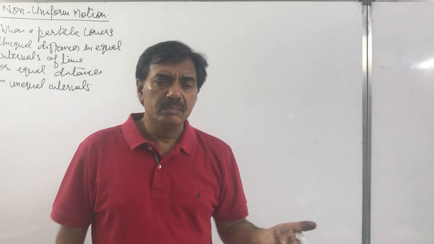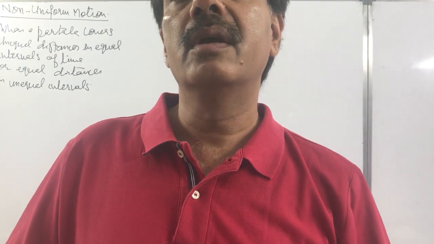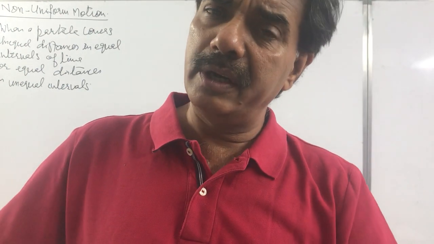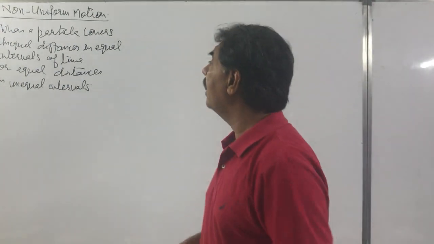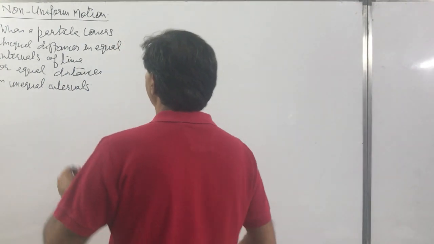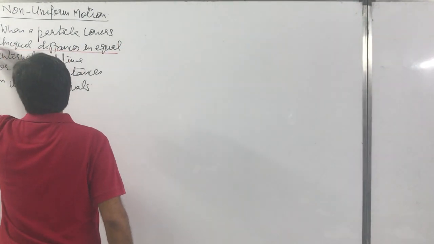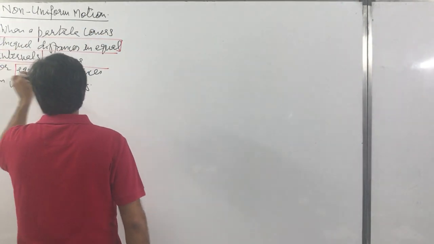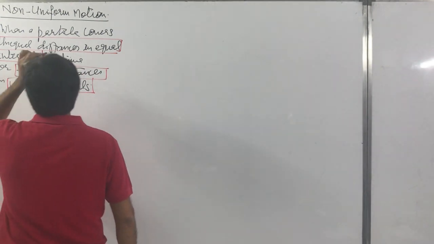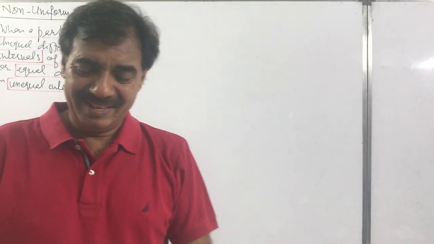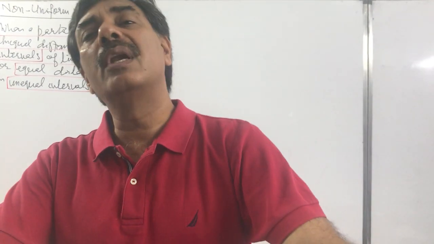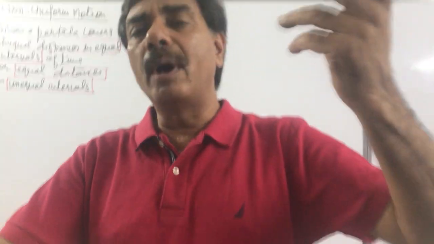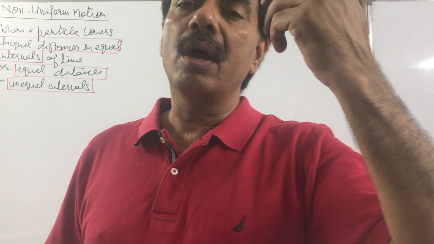Like I cover 10 meters in the first second, 12 meters in the next second, 8 meters in the next second. The speed is not the same. Covering unequal distances in equal intervals. Or equal distances in unequal time intervals. In the first 2 seconds I covered 5 meters, then the next 5 meters I covered in just 1 second, then the next 5 meters we covered in 10 seconds, and so on.